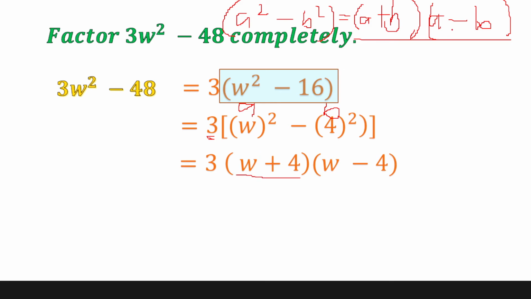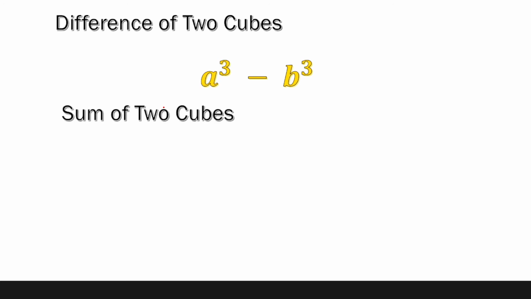Next, A minus B, W minus 4. Kaya nagkaroon ng W minus 4. Okay? Next, kung meron tayong sum of two squares, last na to class, we have the difference of two cubes. So that is a cube minus b cube. Siyempre, kung may difference, meron ding sum of two cubes. A cube plus b cube.